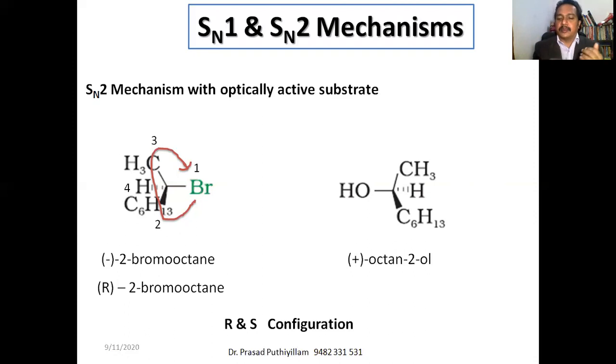Whereas for the other one, if you give the priority order, oxygen will get the first priority, C6H13 the second priority, CH3 the third priority, and hydrogen the fourth priority. Now keep the least priority away from the observer, imagine that the hydrogen is not there, and check the priority order arrangement 1, 2, 3. That is towards the left direction. Left means sinister, that is S configuration, so it is S-octan-2-ol. You can also say it as S-octan-2-ol.